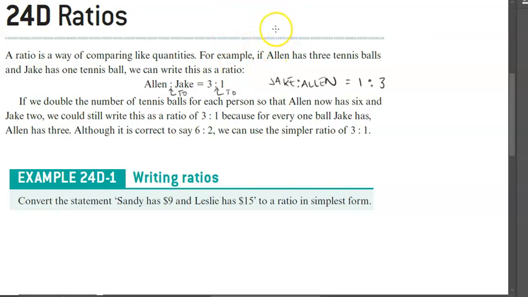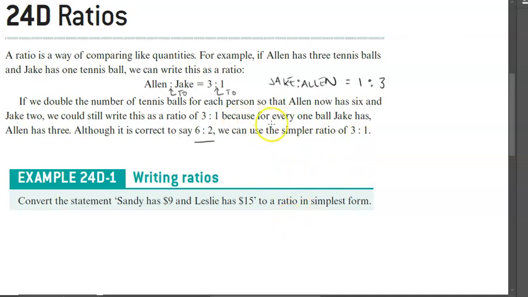In this case here, if we double the number of tennis balls for each person, so that Alan has 6 and Jake has 2, we just double it, 6 to 2. We can still write this as a ratio of 3 to 1, and this is because for every 1 tennis ball that Jake has, Alan has 3 tennis balls. And so it is correct to say the ratio can be written as 6 to 2, but to use a simpler version of this, we can simplify this down to 3 to 1. Okay, so it just really depends on the scenario of how many tennis balls each person has all up.